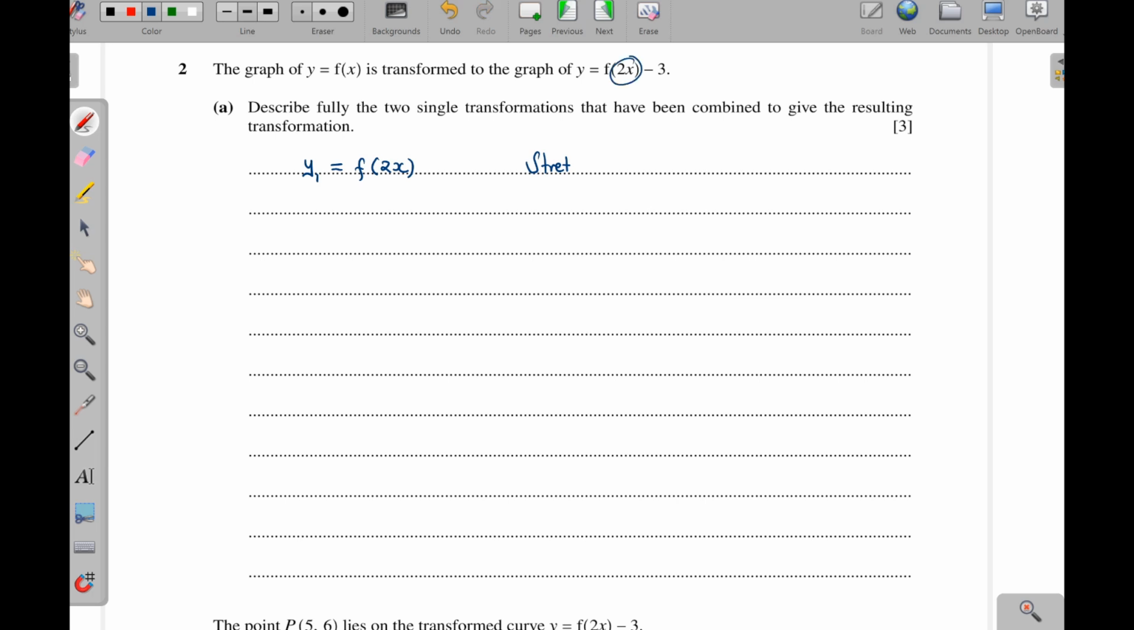Now, this is a multiplication of the x, so it has to be the stretch by factor 1 over 2. Then parallel, which one was multiplied with? They multiplied the 2 by the x, so it is parallel to the x-axis. Why are we putting a half here? Let me show you where it comes from.